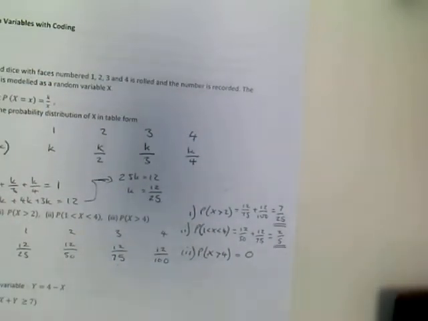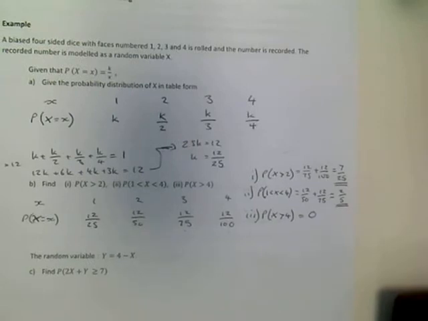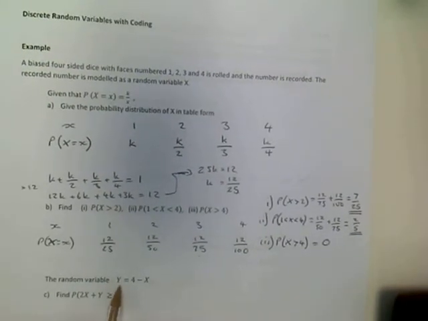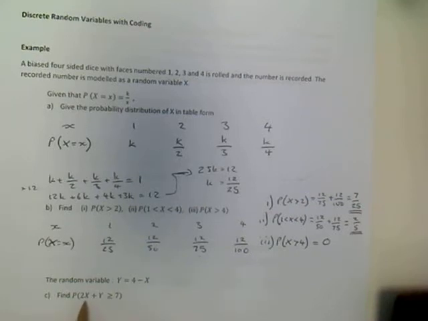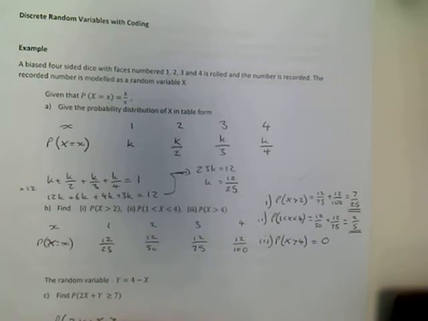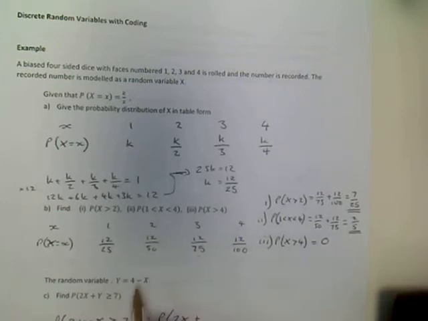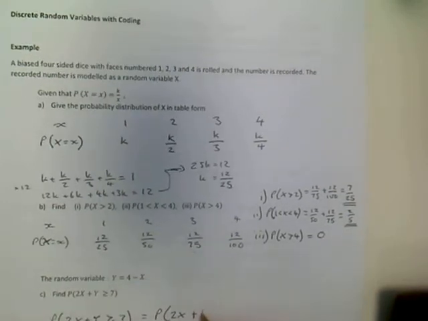Okay. Right. So then I'm given a little bit of a strange question. I'm given a random variable Y equal to 4 minus the random variable X, and I want to find the probability that 2 times X plus Y is greater than or equal to 7. So actually what I'm going to do here is write that out by substituting in this for the Y there.